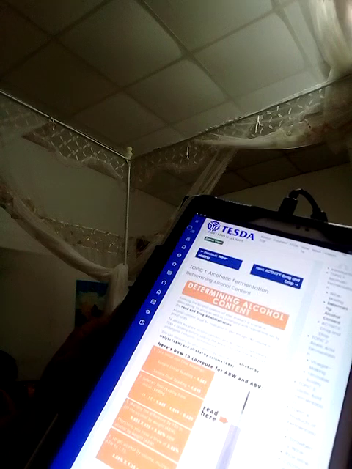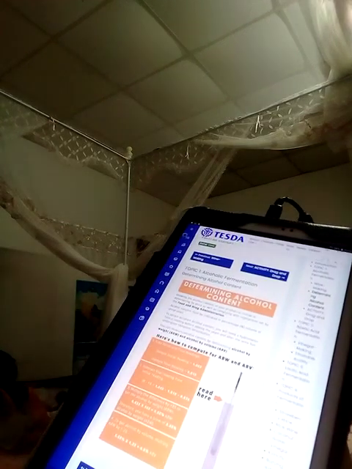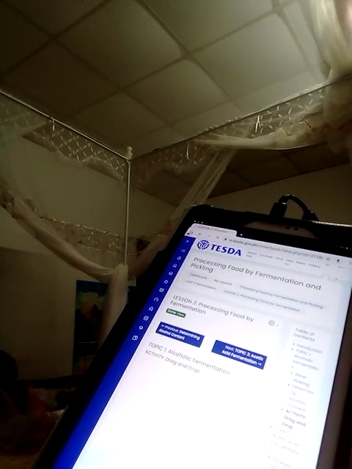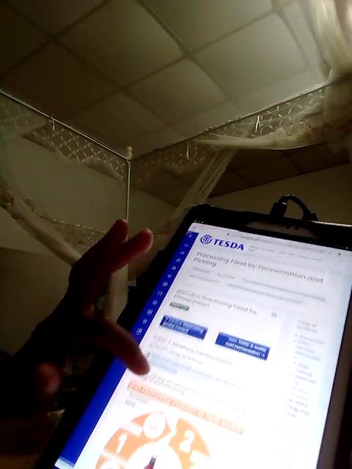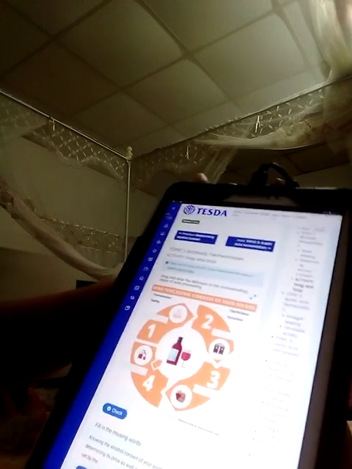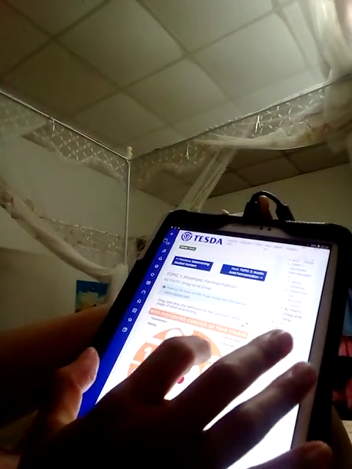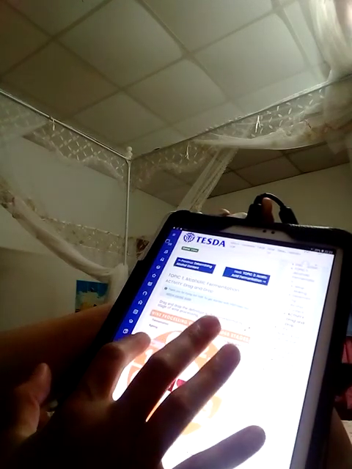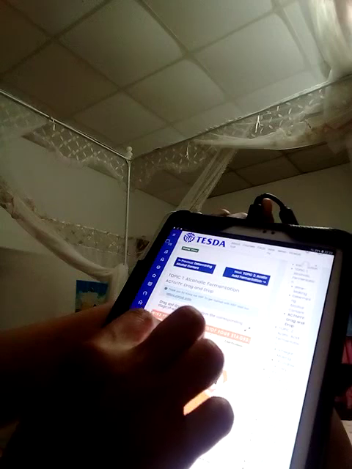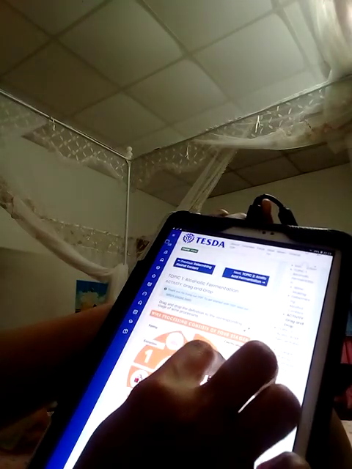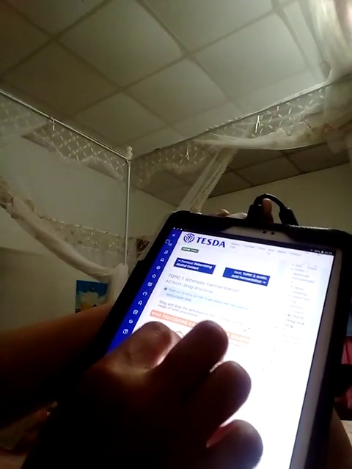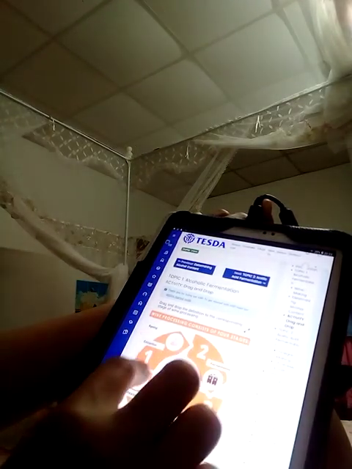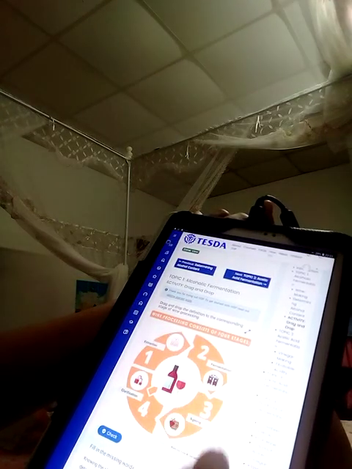Ayun, makikita mo siya. So, we're going to drag and drop. So, next, in drag and drop, una ay extraction, then fermentation, then clarification, aging. Yan.